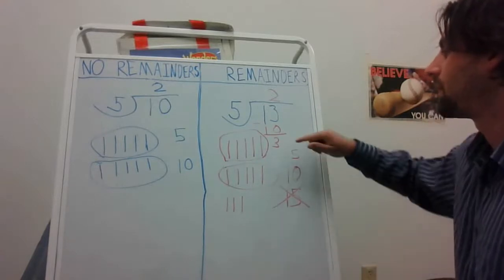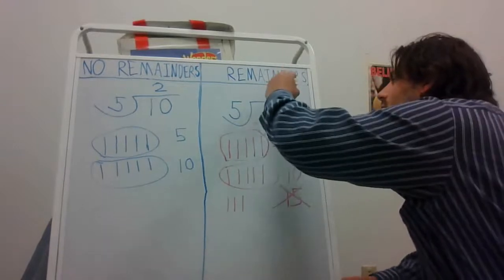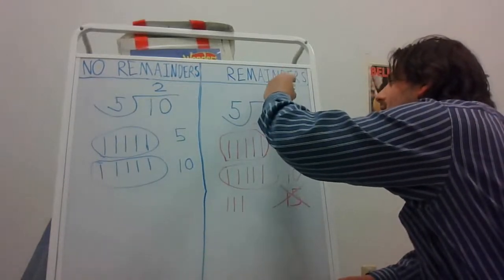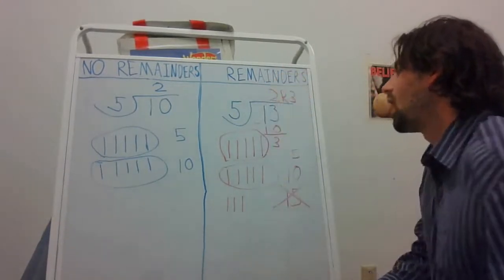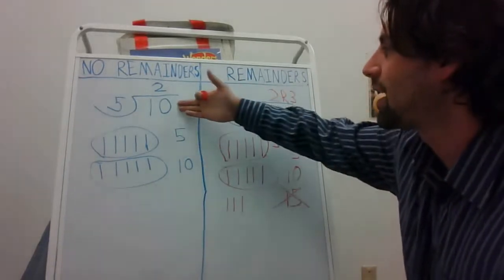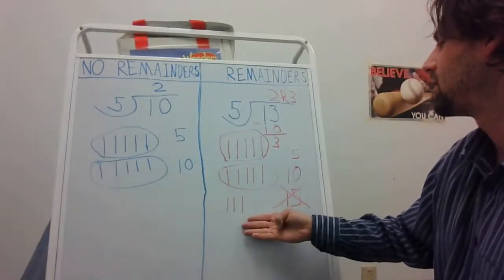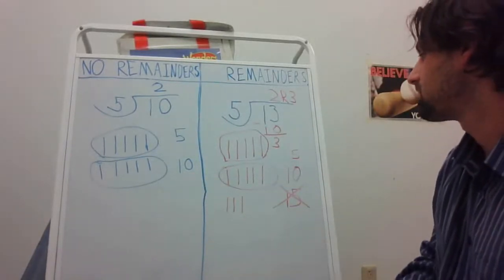So I have a remainder of 3. My answer here is going to be 2 R3, 2 with a remainder of 3. All right, so 13 divided by 5 equals 2 with a remainder of 3. 10 divided by 5 equals 2. There's no remainder here, and we have a remainder of 3 for this problem over here.